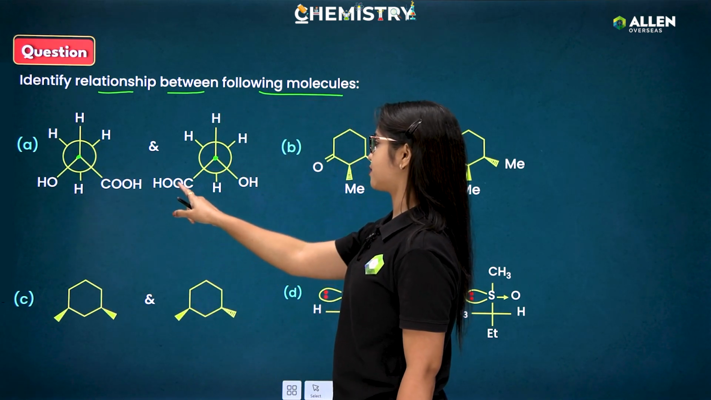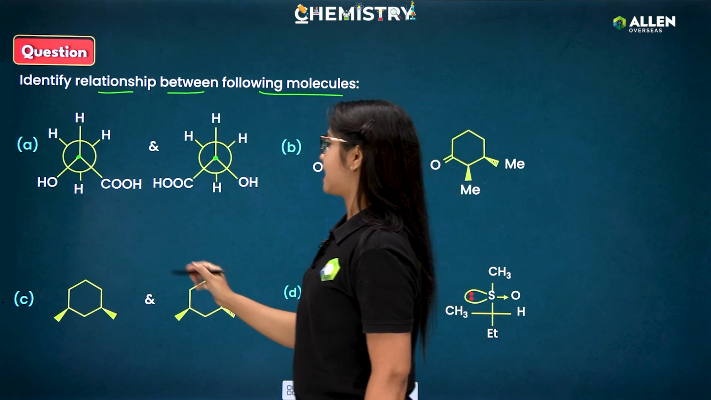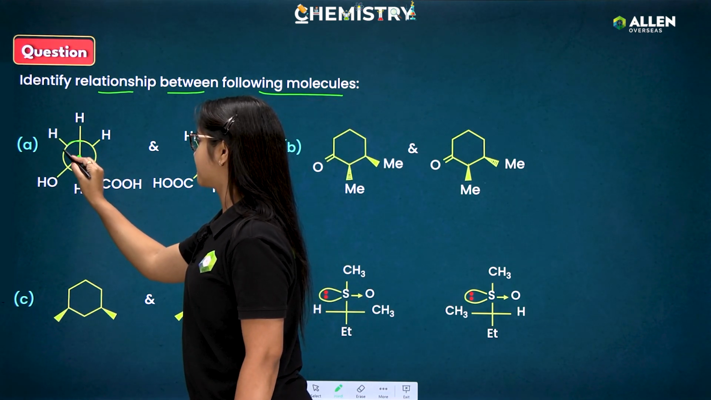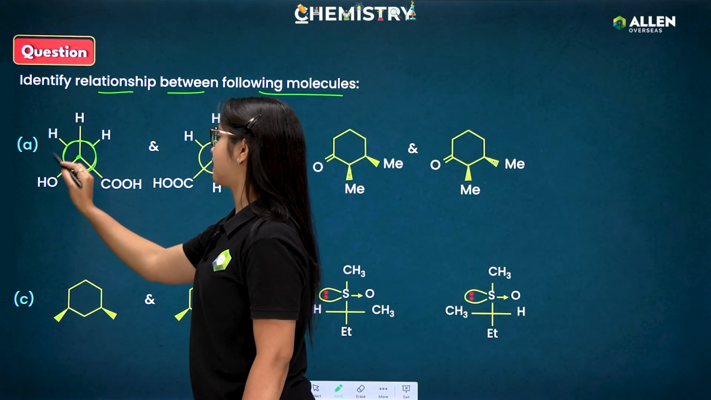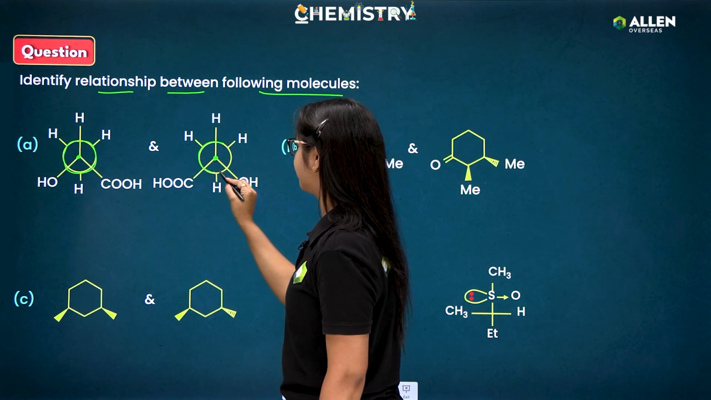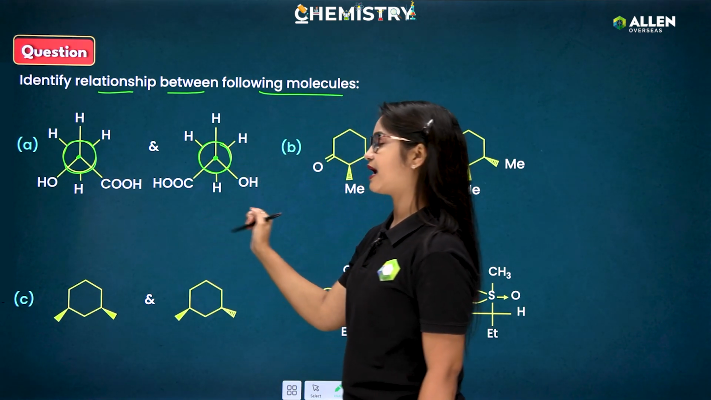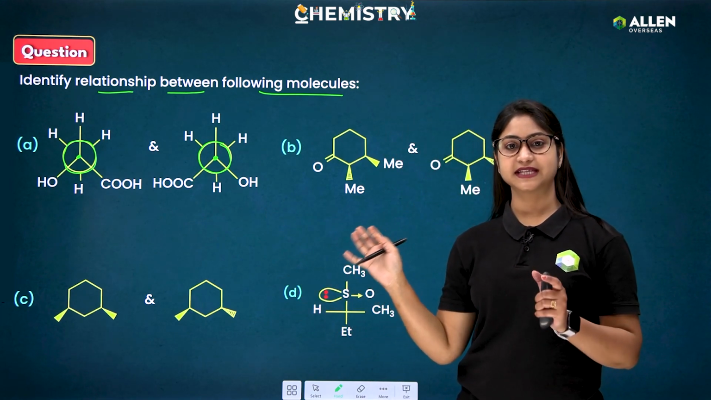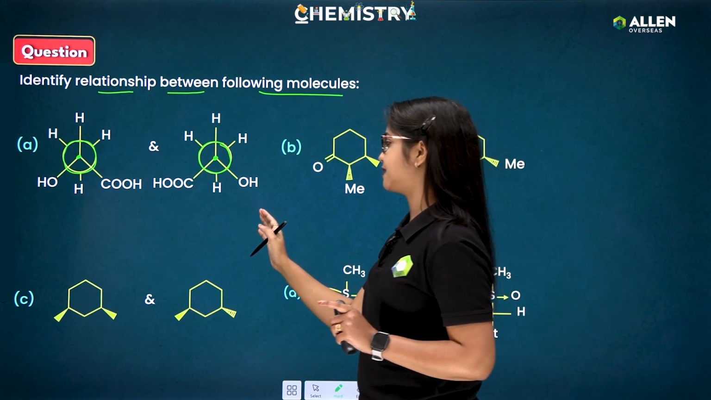Okay, similarly here carboxylic, H and OH. And at the back carbon, this is the back carbon, you have three hydrogens. Here also at the back carbon you have 3 hydrogens. Okay, so they are having the same structure.